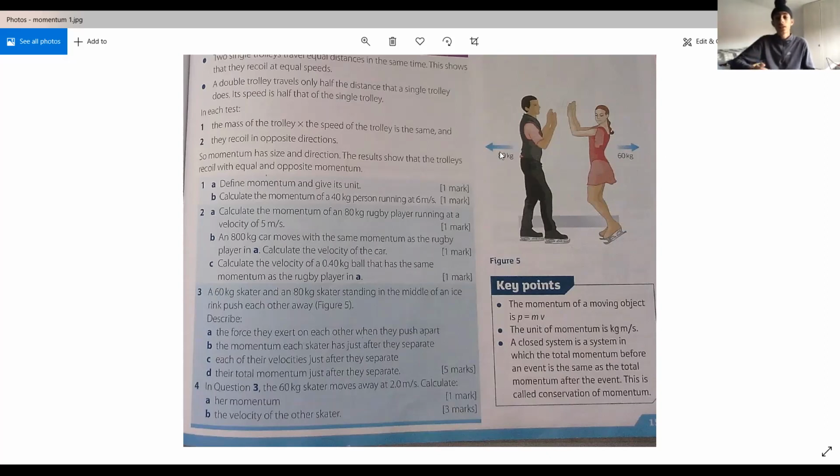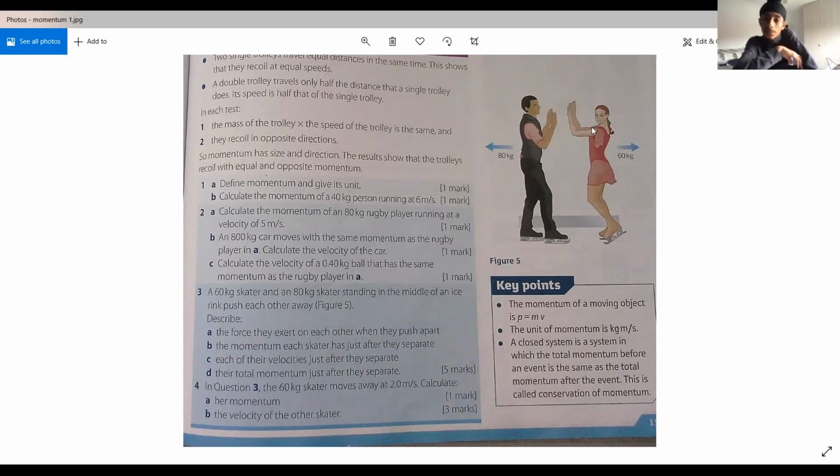Because it's a vector, you want to talk about direction there as well. Good. Their total momentum just after they separate. Will that differ? Well, it says their total momentum. If this person has the same sized momentum, but in a different direction, let's assume the one who goes to the left gets a negative momentum, and the one who goes to the right gets a positive momentum.